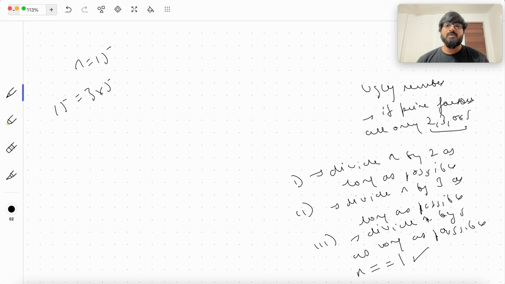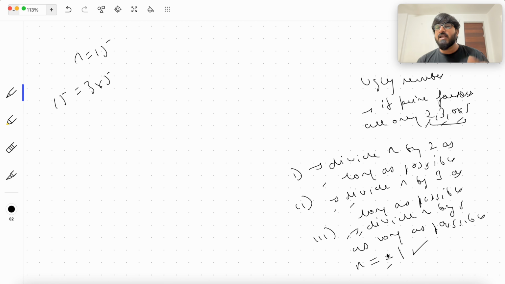And why is this? Because we are checking for factors only 2, 3 and 5. So when you divide n by 2 as long as possible, you eliminate all the prime factors 2. All the prime factors 2 are gone. When you divide by 3, all prime factors 3 are removed. When you divide by 5, all prime factors 5 are removed. So if after these three steps n equals 1, it means n was only made up of factors 2, 3 and 5. If it is not 1, this is not an ugly number because it will be left with a factor not equal to 2, 3 or 5.